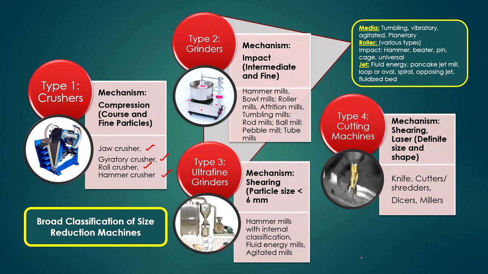Another one is type 4. This is basically cutting machines. Here, shearing and cutting are used to obtain a definite size and shape of particles. Knife cutters, shredders, dicers and slicers are the common equipment for cutting machines.